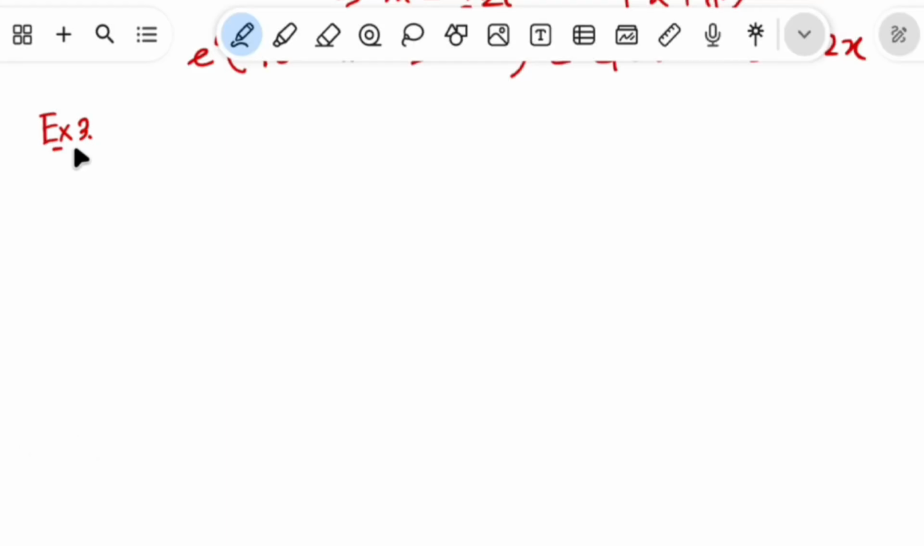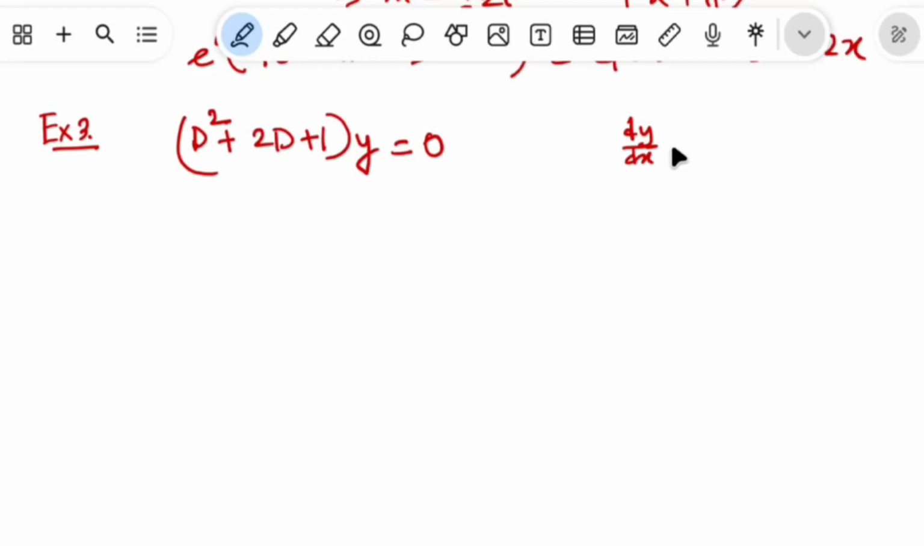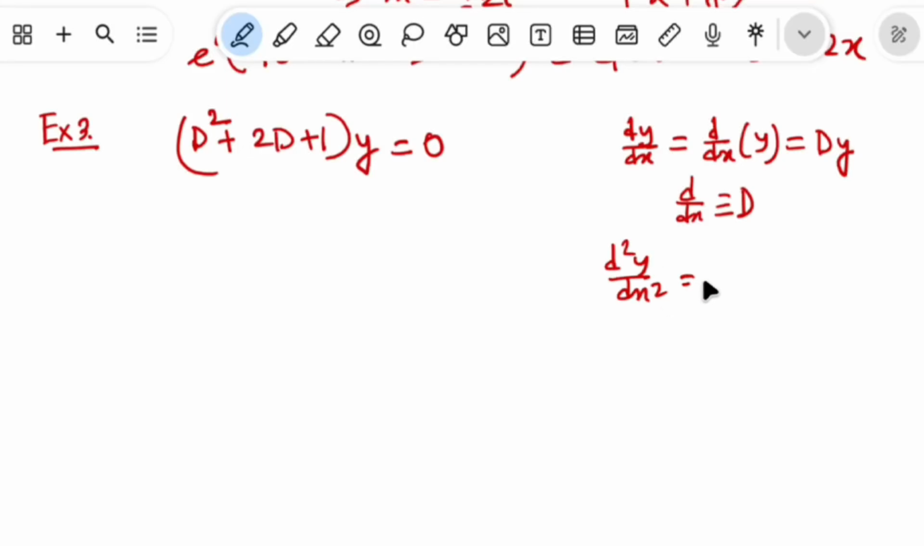Now example 3. Suppose students we have this (D^2 + 2D + 1) y = 0. Now students, what is D^2? See, we have talked about dy/dx. So that is nothing but d/dx of y. Let us take d/dx as D. Then it will be simply Dy, and d2y/dx2 will become D^2 y.